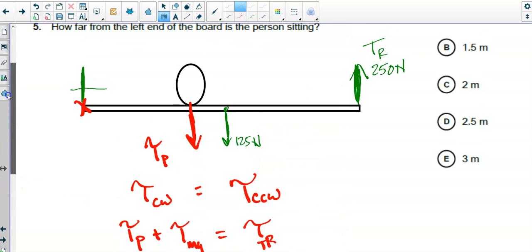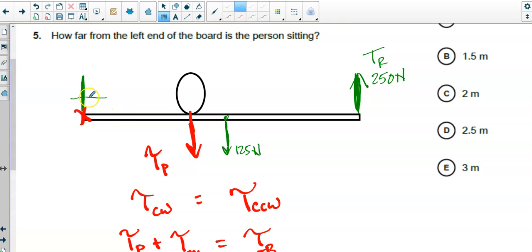Well, the axis that I chose was this left end. So this distance here to here is 1.5 meters. How far from the left end is it? Yep, that's what they want. So it's going to be big.